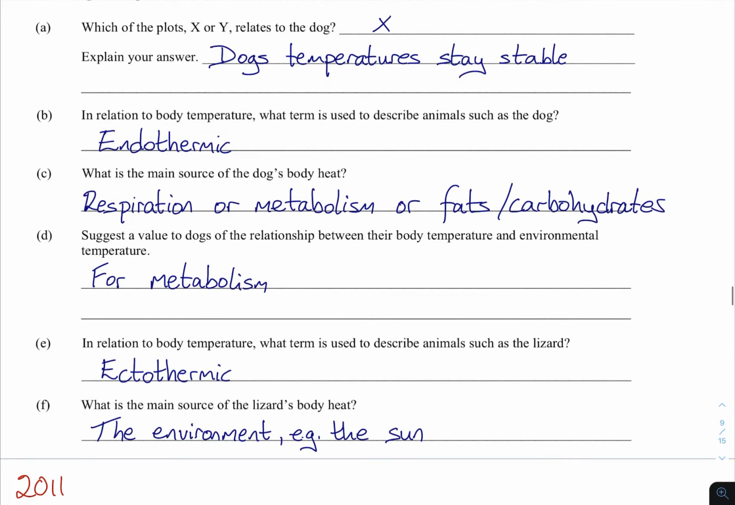In relation to body temperature, what term is used to describe animals such as a lizard? An ectotherm or ectothermic, whatever. And what is the main source of the lizard's body heat? The environment. And I just gave an example there of the sun. So when the sun is out, that's when it gets its most heat.